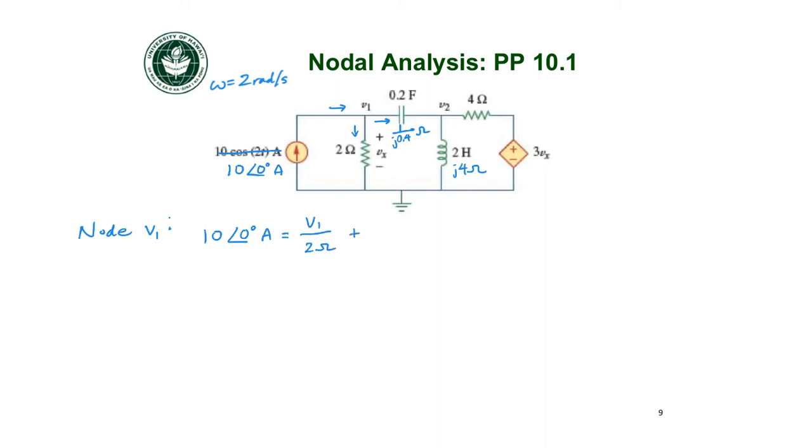And the current going through the capacitor. Now that we made the capacitor into an impedance, it's just like writing the current term if this was a DC circuit. So the voltage across the capacitor is V1 minus V2, and the impedance of the capacitor is 1 over j times 0.4 ohms. Okay, so that's our equation for node V1.